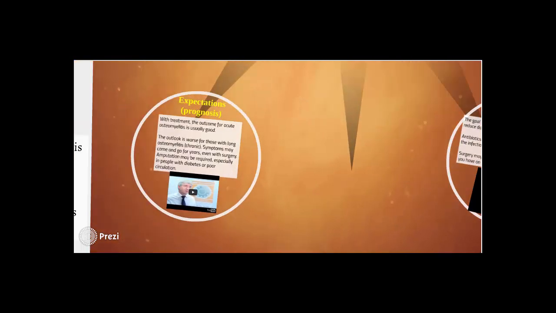So we have the expectations. With treatment, the outcome for acute osteomyelitis is usually good. The outlook is worse for those with chronic osteomyelitis. Symptoms may come and go for years. Even with surgery, amputation may be required, especially in people with diabetes or poor circulation.